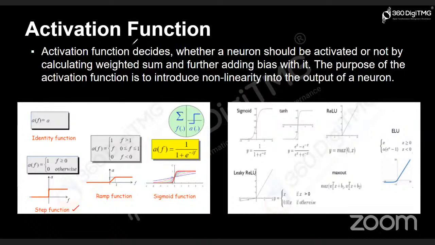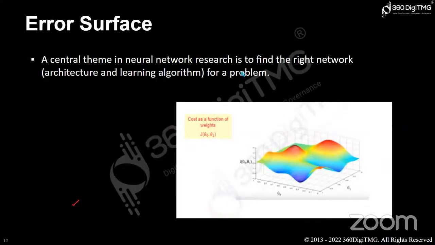So these are some examples of the activation function we are having. Now what is an error surface? We can say error surface is the central theme in neural network research, and it is used to find the right network for a problem.